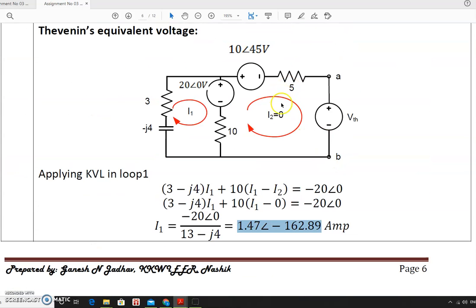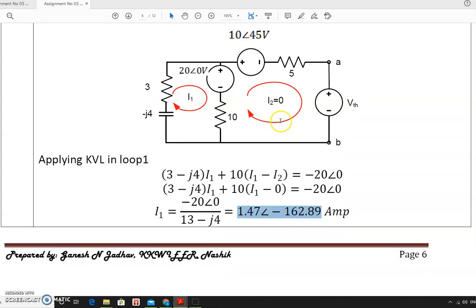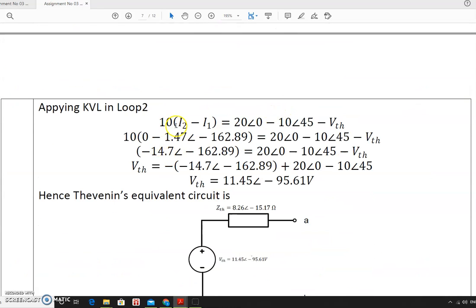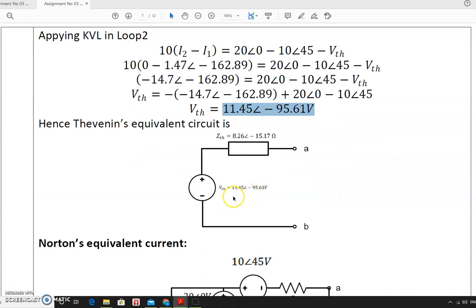Why I have not considered 5? Because no current is flowing through the 5, because I2 is equal to 0. So substituting all these values, we will get the value of VTH as 11.45 at an angle of minus 95.61 volt. So what is the Thevenin's equivalent circuit?